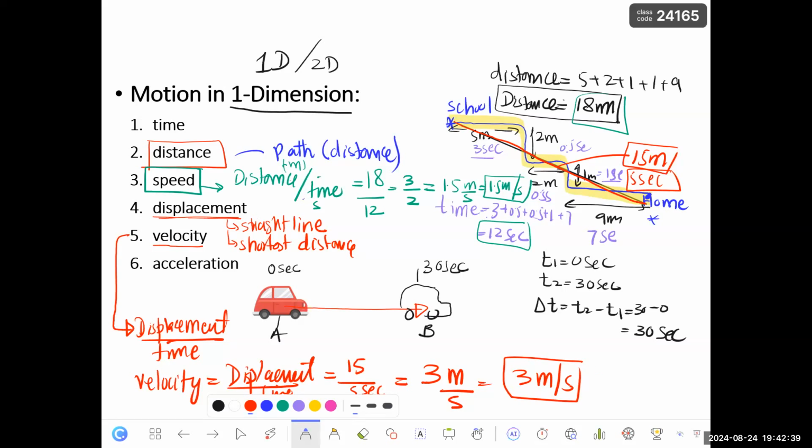Now, before we move forward, we're going to talk about acceleration. Acceleration is a little bit different than the rest of the quantities. It is a little bit difficult to understand if you do not understand well all these 5 quantities. So let's talk about acceleration. Acceleration is just another measure of how fast you change the velocity. Let me make it simple.